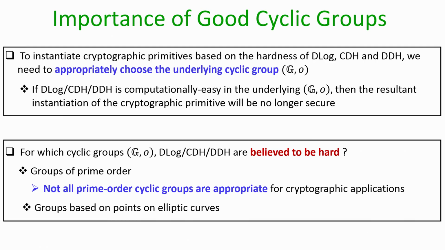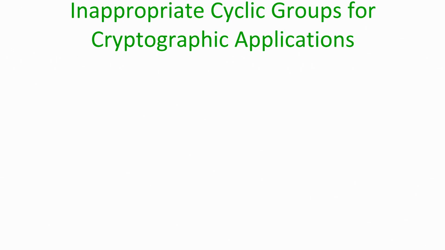The second choice for picking the candidate cyclic groups is the group based on the points on elliptic curves. In this lecture we will consider the groups of prime order based on certain properties. In the next lecture we will see the cyclic groups based on the points on elliptic curves, and then we will compare these two types of groups, to see which one is better to instantiate the cryptographic primitives whose security is based on the hardness of D log, CDH and DDH assumption.